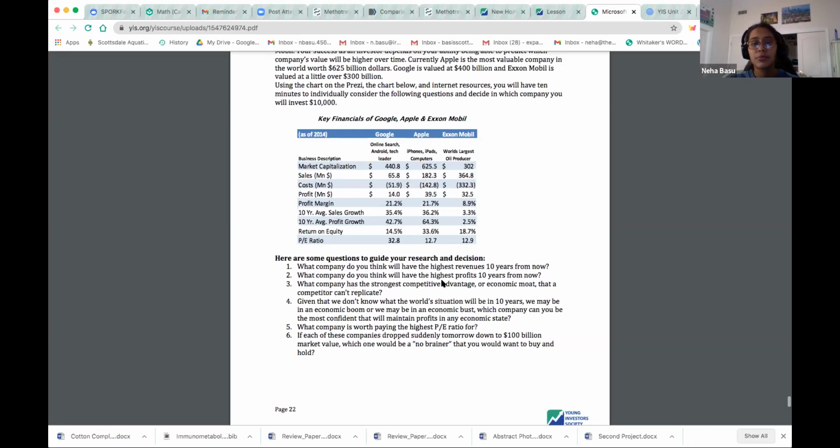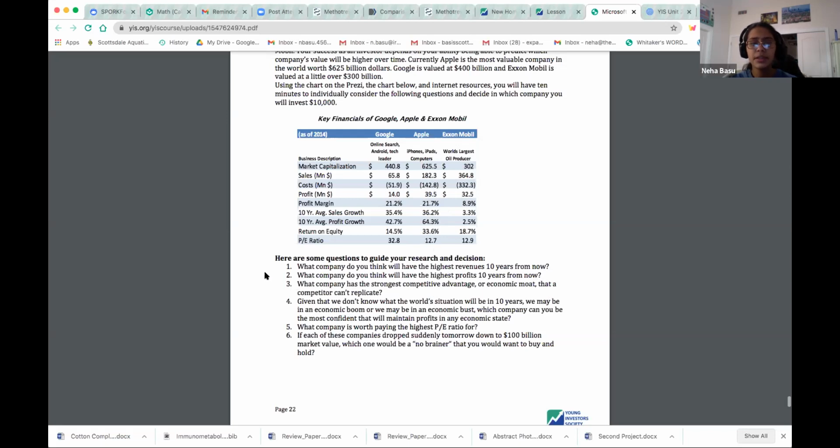So now we can look at the profits. So currently profits are at 14 million for Google, 39.5 million for Apple, and 32.5 million for ExxonMobil. So currently Apple has the highest profits, and it looks like it also has the highest 10-year average profit growth. So based on current trends, Apple is probably also going to have the highest profits 10 years from now. So as of now, Apple is looking like a pretty good investment because it's expected to have the highest revenues and highest profits 10 years from now.